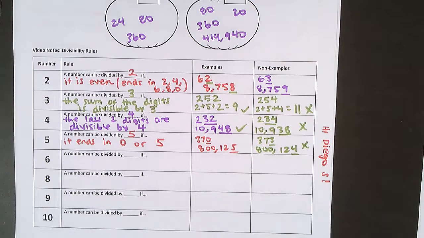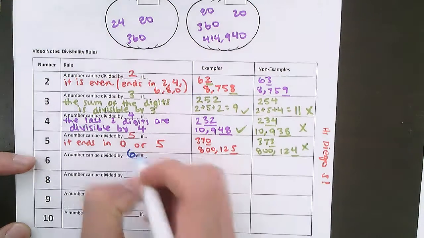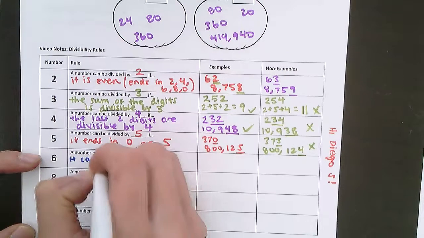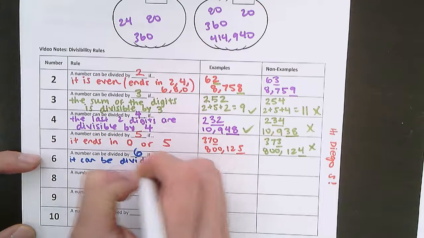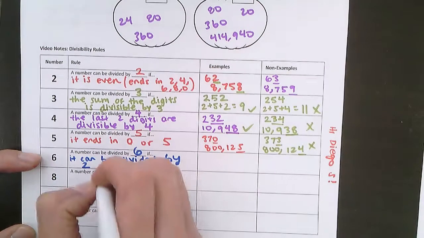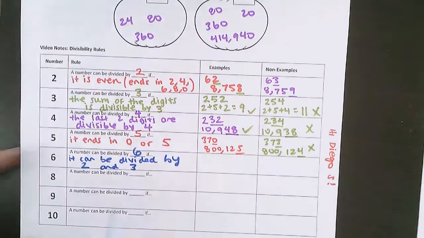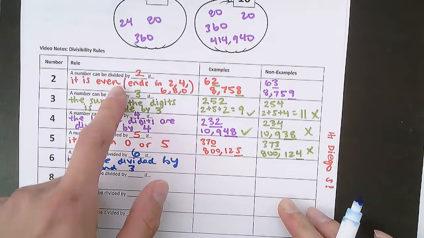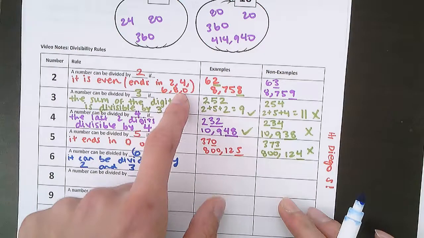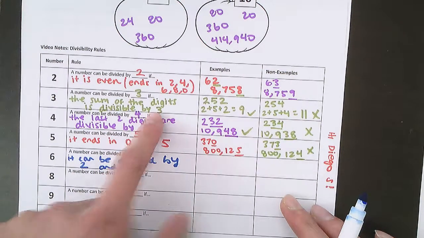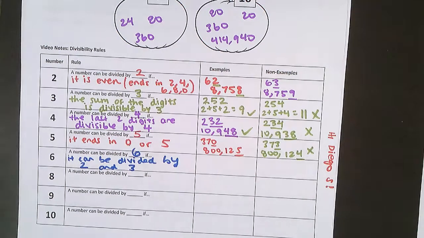Moving on, a number can be divided by 6 if it can be divided by 2 and 3. So let's go back to our rules for 2 and 3. It works with 2 if it ends in 2, 4, 6, 8, or 0. And it works with 3 if the sum of the numbers can be divided by 3. So it has to fit both of those rules, then it can be divided by 6.